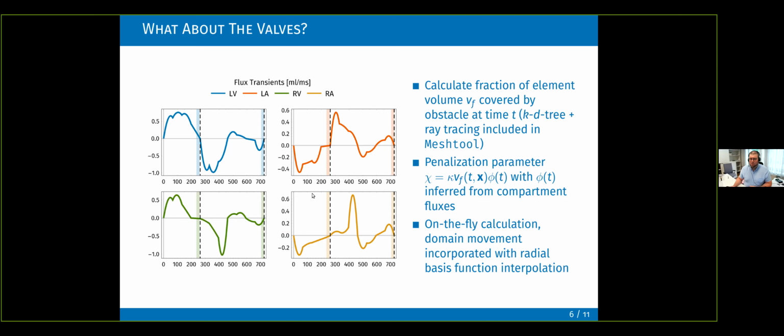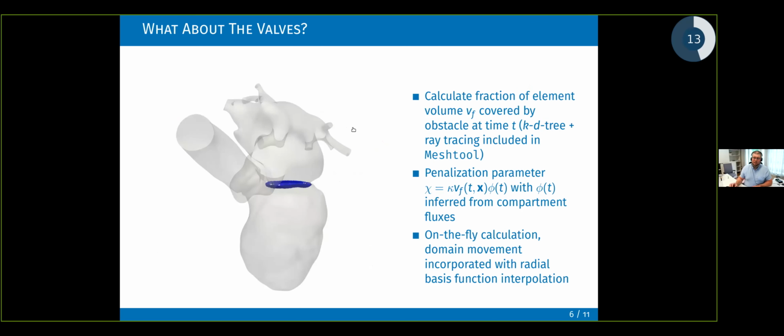There's a duration period. And this is basically this phi. This goes from 0 to 1 and activates the obstacle or not. This looks then like that.